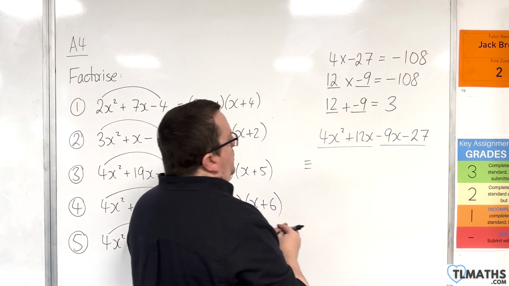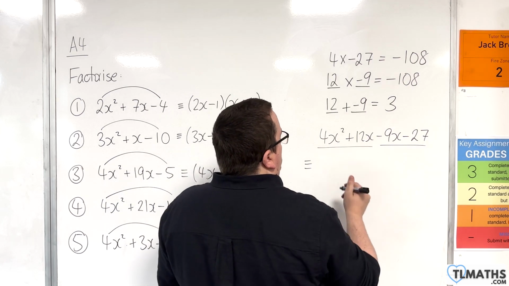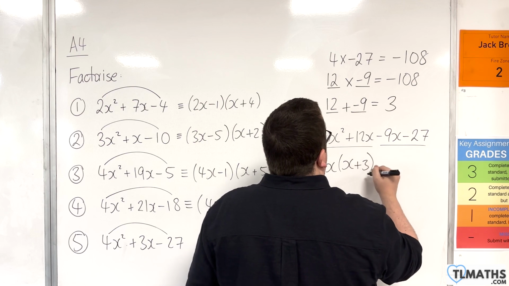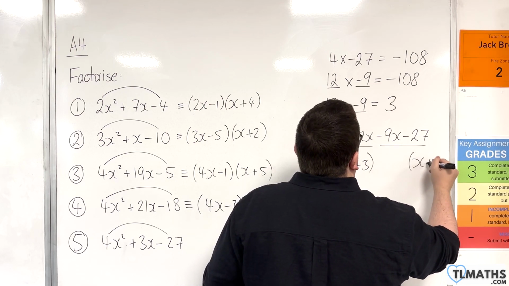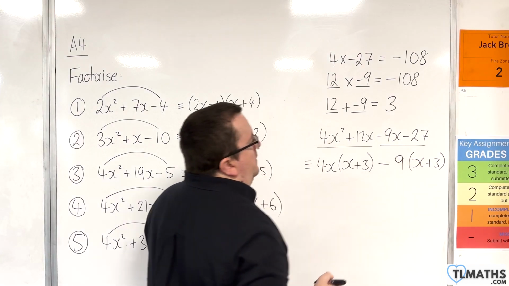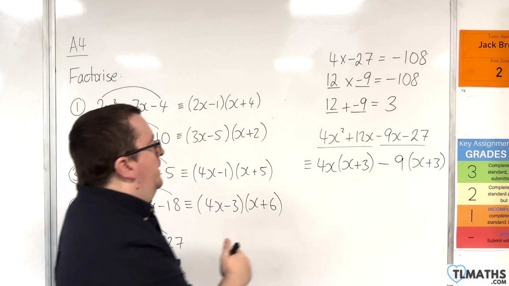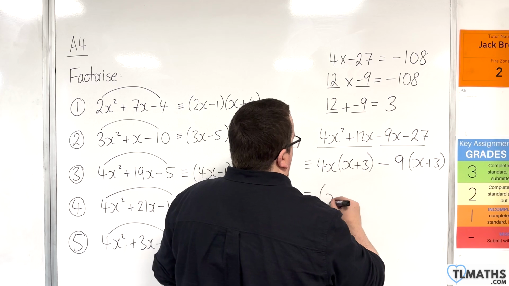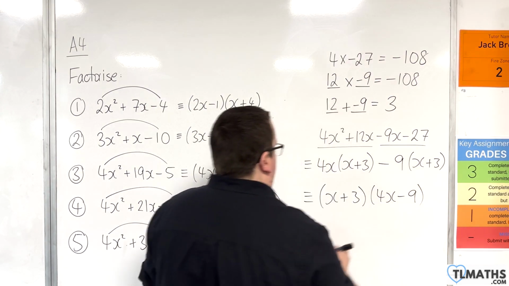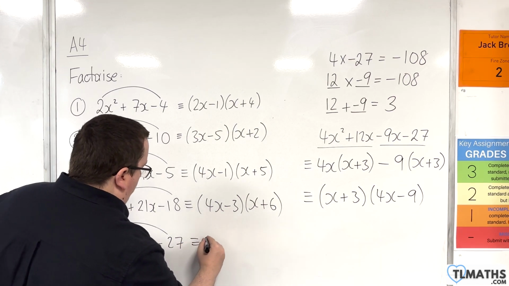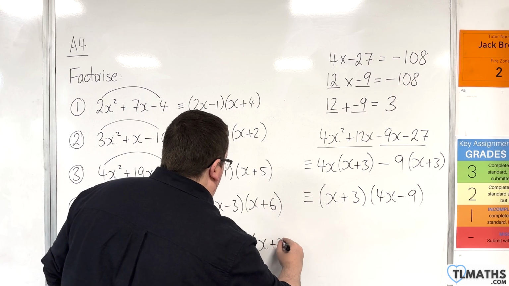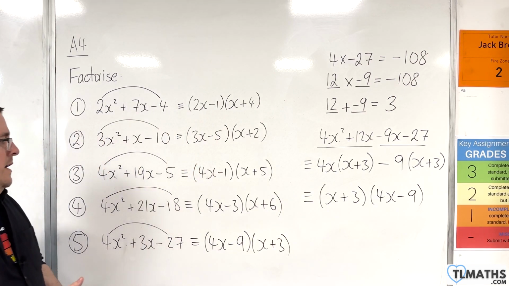Okay, so split up into 2 halves. 4x squared and 12x, we can factor out 4x. We'd have x plus 3 in the bracket. Now we know that the other bracket's going to have to be x plus 3, so we're going to have -9 on the outside. So we've got x plus 3 and 4x minus 9. So 4x minus 9, x plus 3. Okay, and we're done.